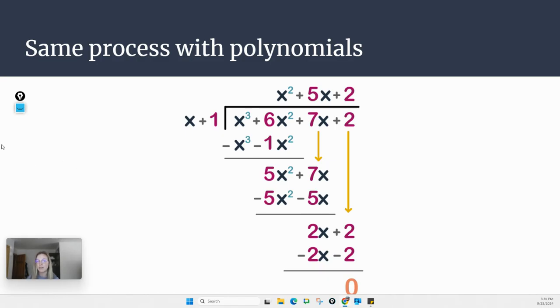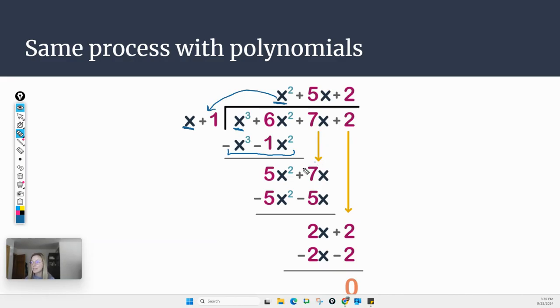So I want you to pause for a second. Can you see that repeated process as we just saw it with numbers? Can you see it here with the polynomials? So here I'm thinking, okay, I'm going to think about x. How many times does that go into x cubed? X going into x cubed gives me an x squared. We multiply this x squared down. That's how we get the x cubed minus 1x squared. Subtract, bring down the next term.